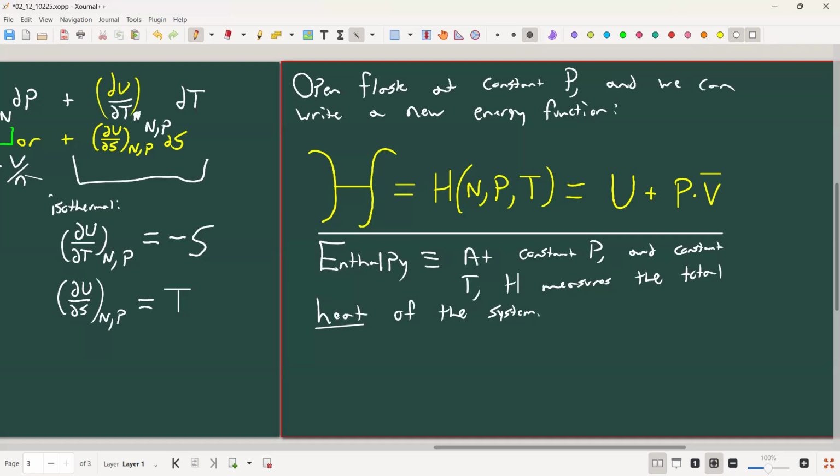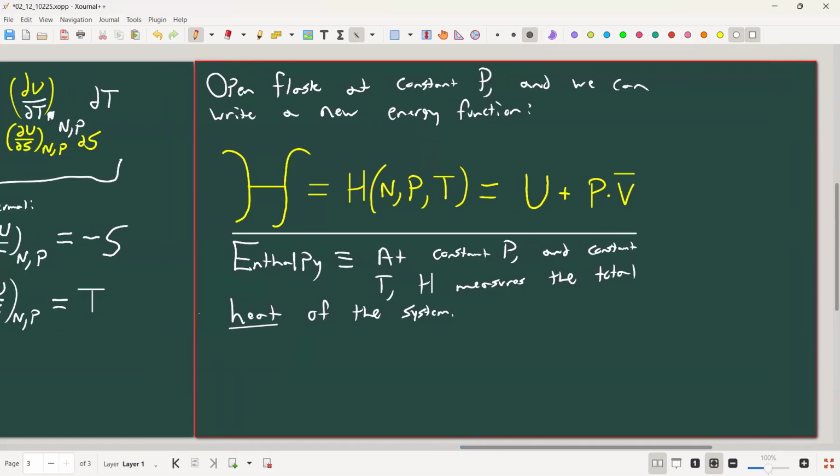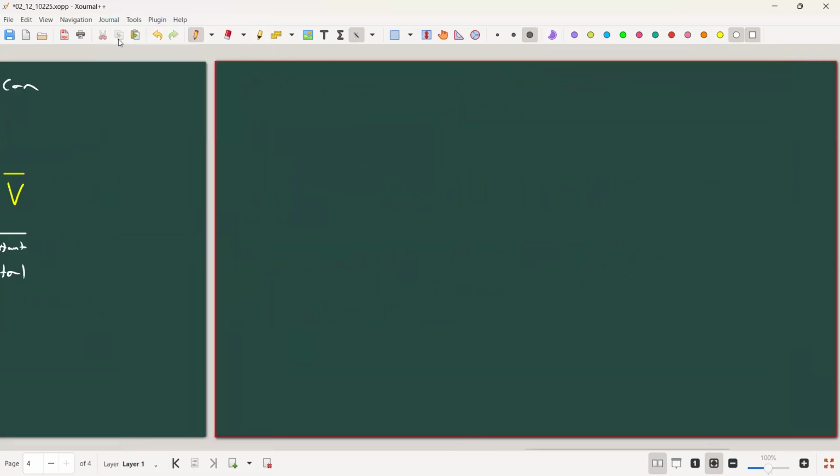I'm going to prove to you today, really quickly, with just some simple math, a little bit of calculus, that this definition is what enthalpy is. That it measures that the change in enthalpy is the change in heat of the system. I'm going to put it on the next page. Proof.